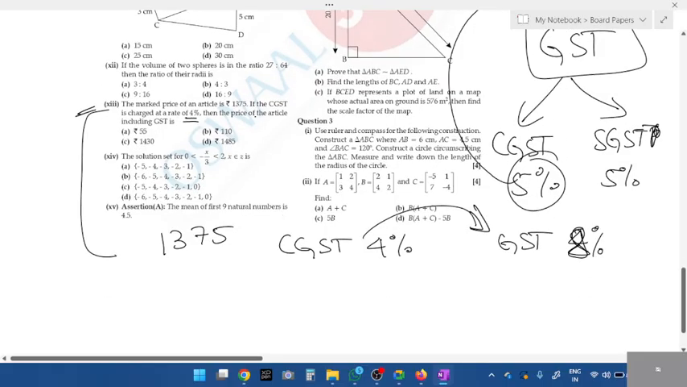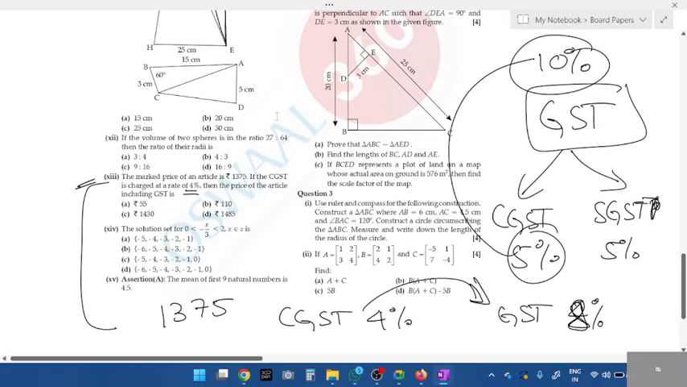So they've asked us to find the GST, students. Make a note of this. Write GST. Whatever diagram I've drawn, write that, students. GST is split into two parts: SGST and CGST.